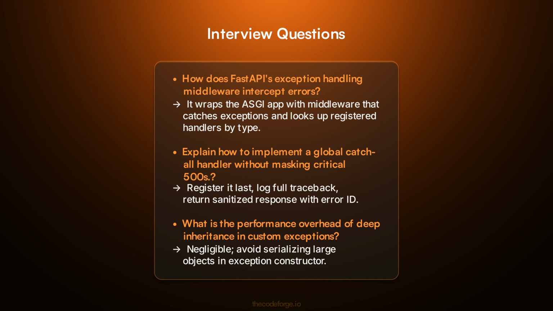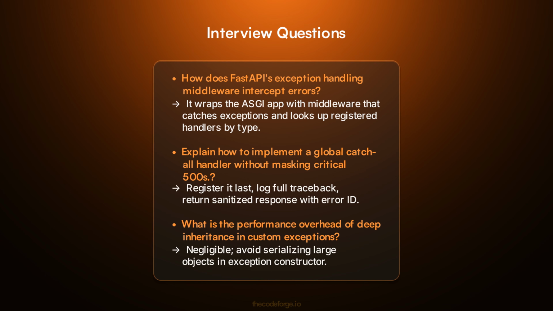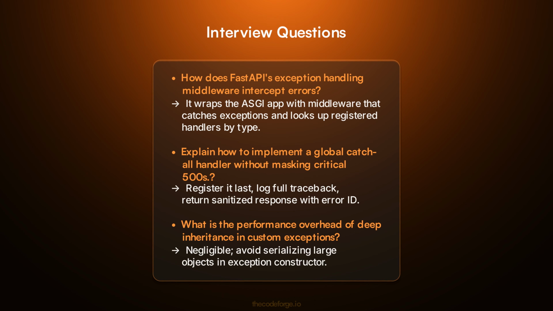Let's run through some common interview questions. How does FastAPI's exception handling middleware intercept errors? It wraps the ASGI app with middleware that catches exceptions and looks up registered handlers by type. Explain how to implement a global catch-all handler without masking critical 500s. Register it last, log the full traceback, return a sanitized response with an error ID.